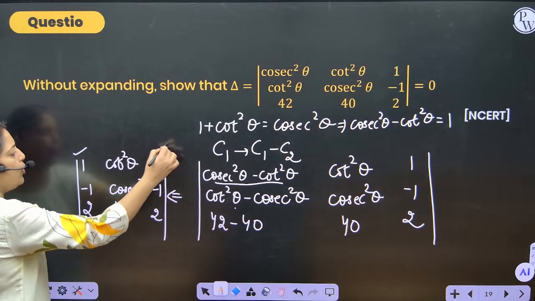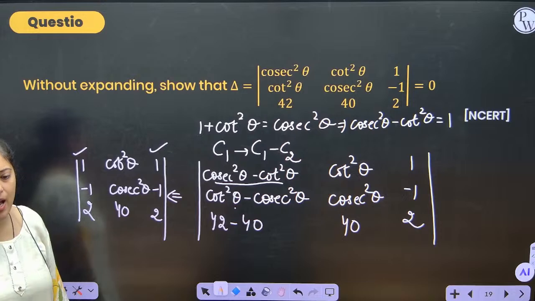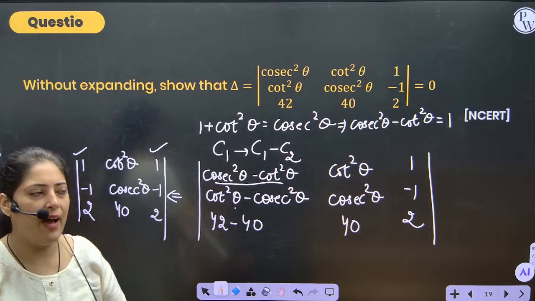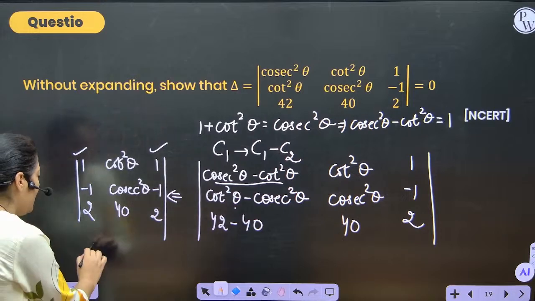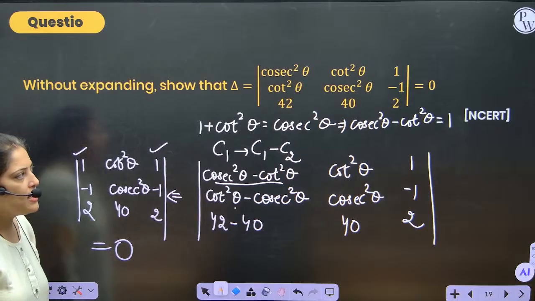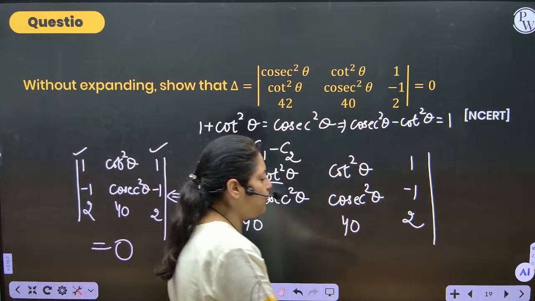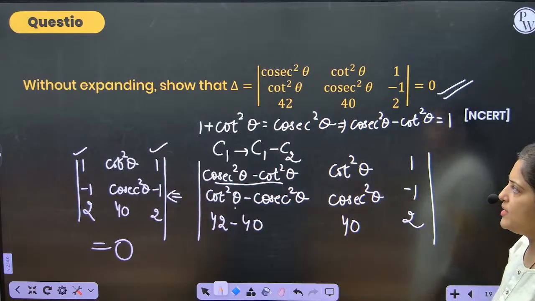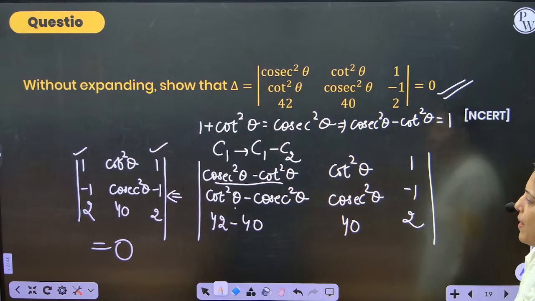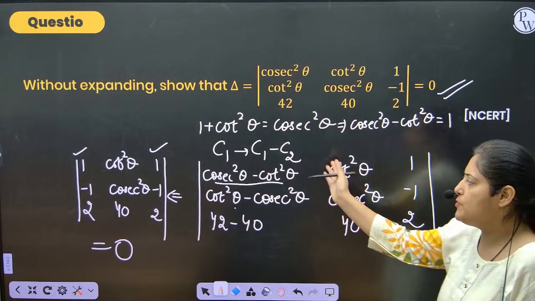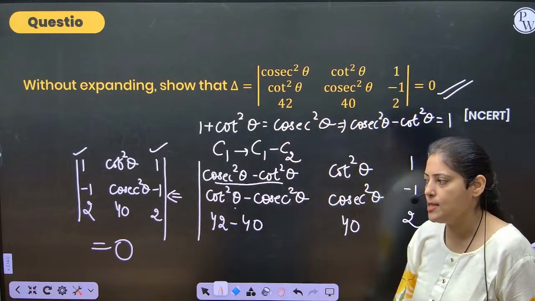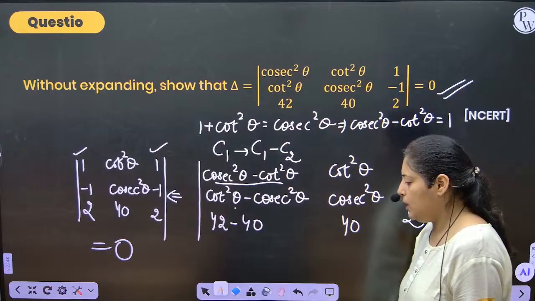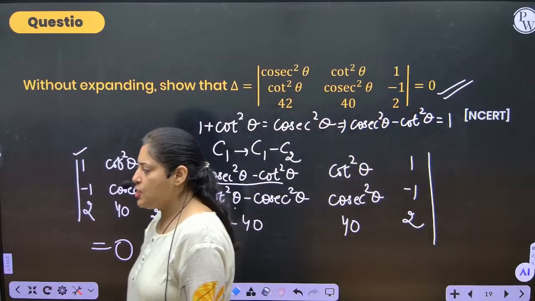When two rows or two columns are identical, the value of the determinant is coming out to be 0. So the answer is 0, and that's what we have to prove. So LHS equals RHS without expanding. Without expanding means we have to apply the properties. That's what it means. Note it.